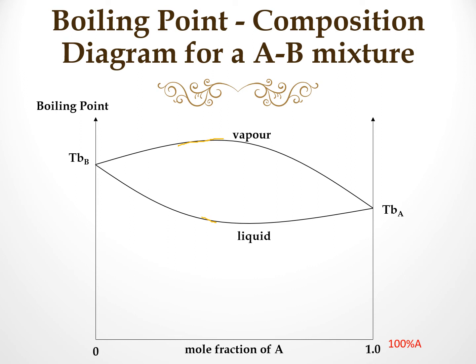Okay, so at this point we have 100% A. So this point is the boiling point of A, liquid A. And next we have this point with the composition of 100% B. So we have the boiling point of B here.